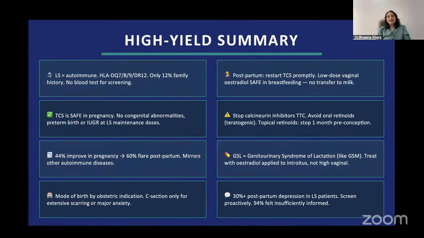So these are a few high-yield summary points. It is autoimmune. Only 12% have family history. And as of now, we do not have any marker for screening. miRNA is the marker, which is in experimental stage.